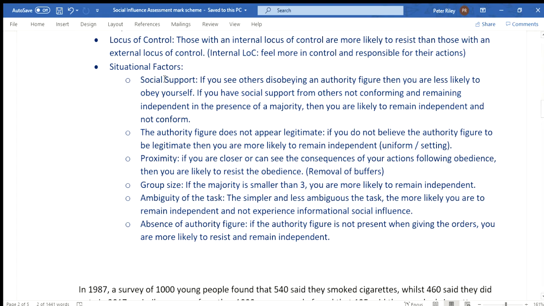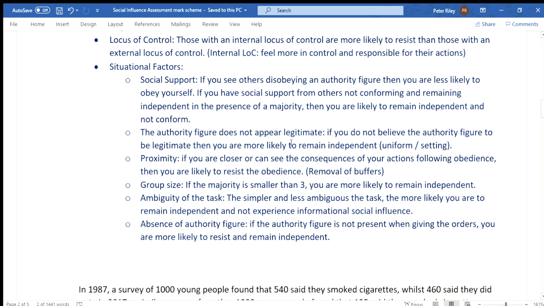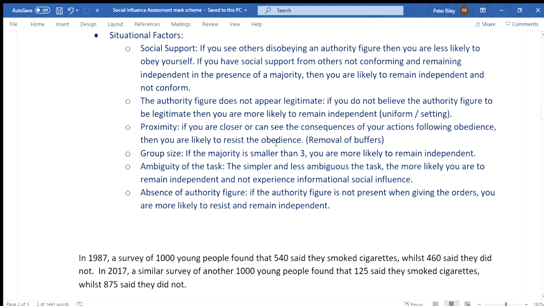Now, if you refer to social support once as an example for disobeying authority, so if we see somebody disobey, and then social support again whilst we do not conform to a majority, like in Solomon Asch's research, then that is 2 separate explanations. So you can achieve full marks by talking about 2 different variations of social support. The authority figure does not appear legitimate, so if you've referred to not being in a uniform or removing the setting, so the setting doesn't appear to be legitimate, such as the rundown office block in Milgram's research, then that would get you 2 marks.